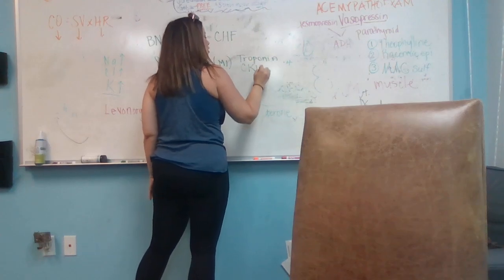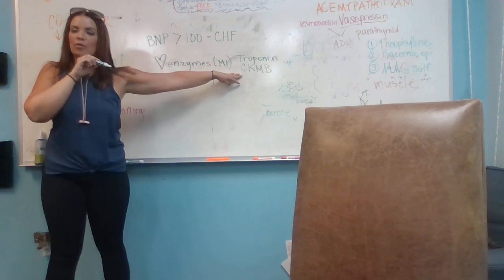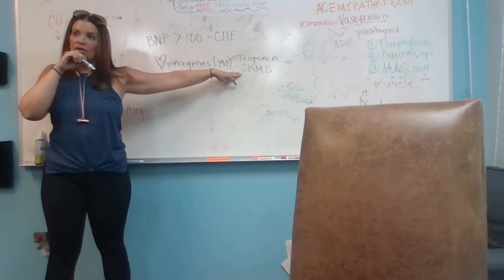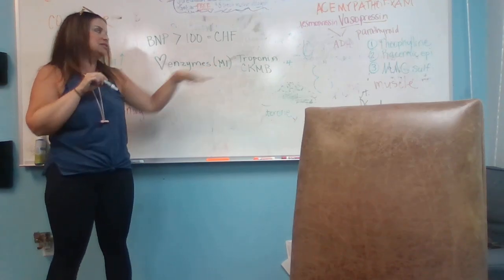CK and B are the two that are specific just to the heart. If these were high, what would they tell me? Breakdown of the muscle, death of the muscle. An enzyme that comes out when the heart muscle is dying.